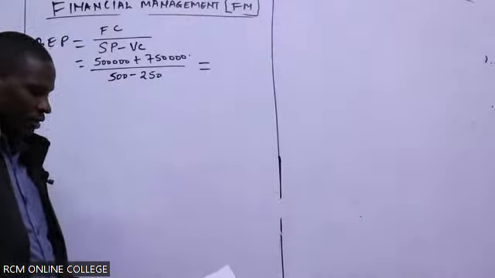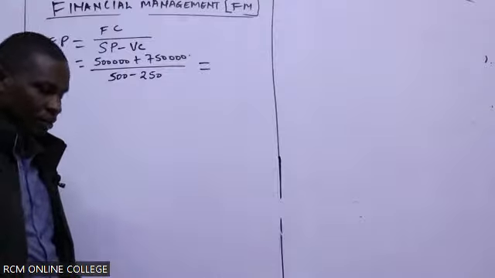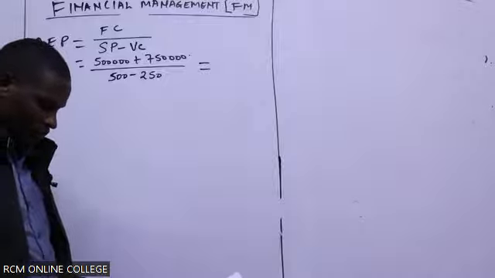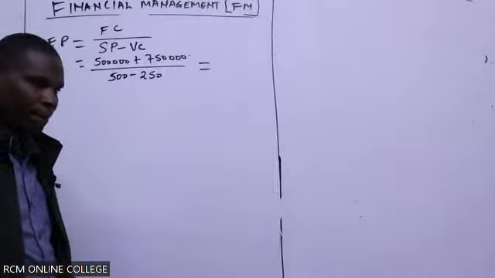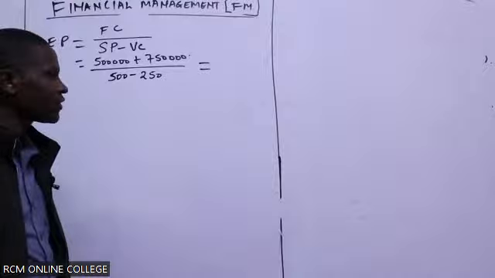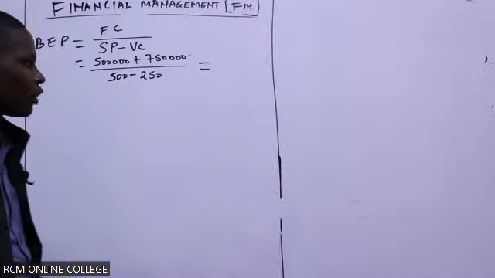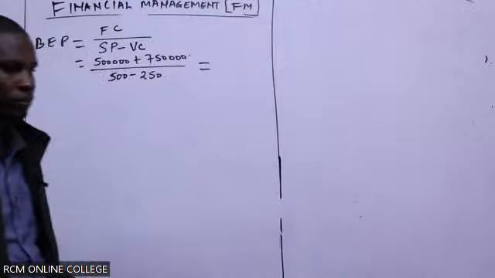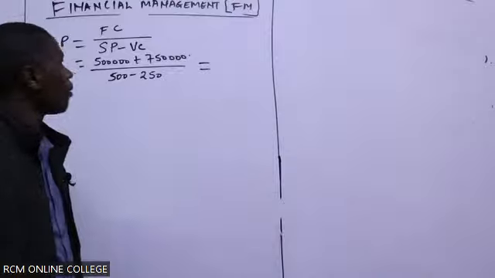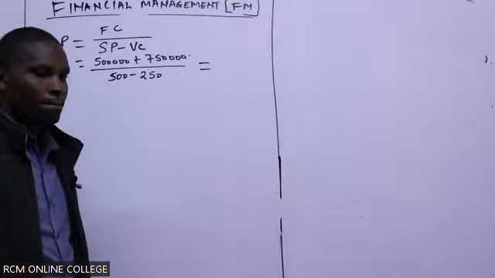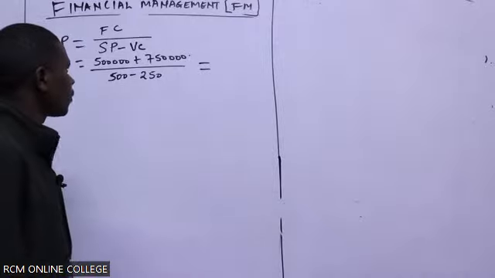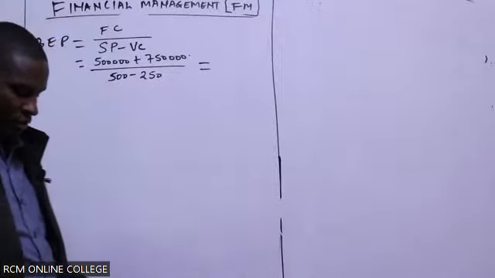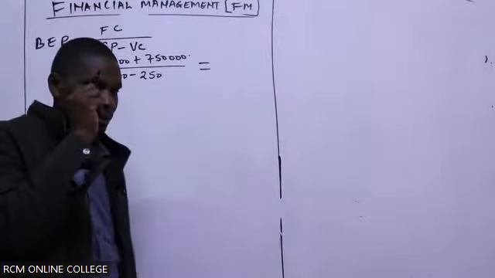Break even quantity of sale in units. How much will that be? Let's finish this and go to the other one on quantity. How much shall we get as our break even point for that? First of all, add, then divide by 250. Whatever you get is the break even point in units.